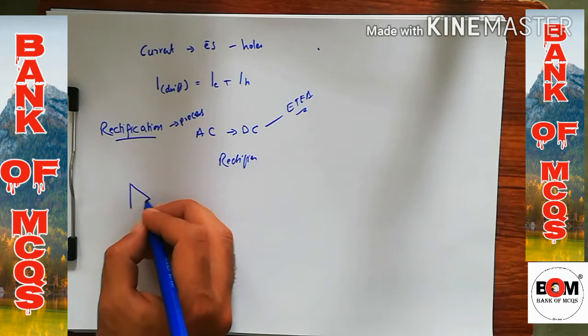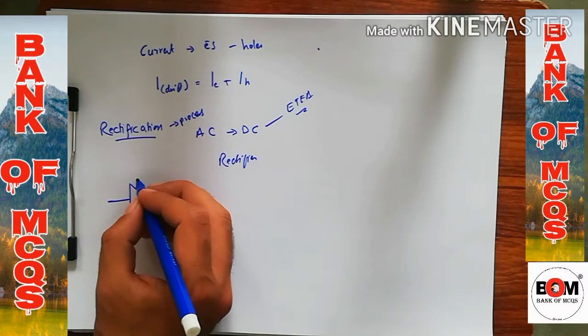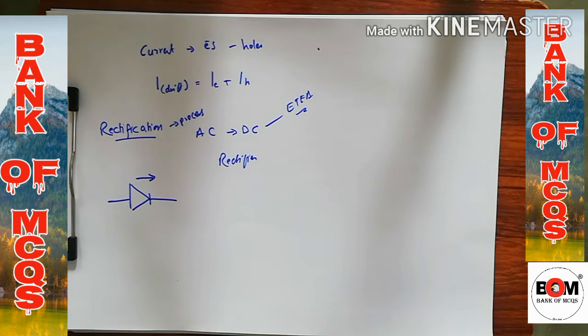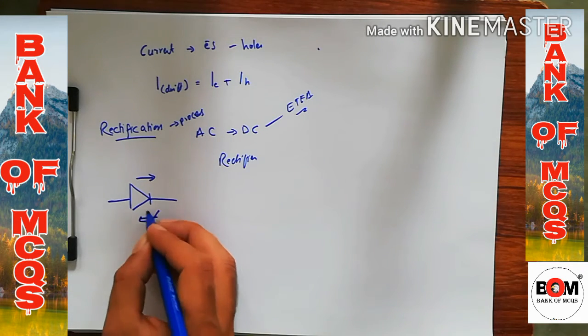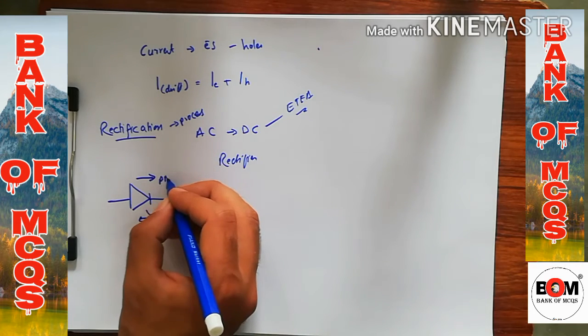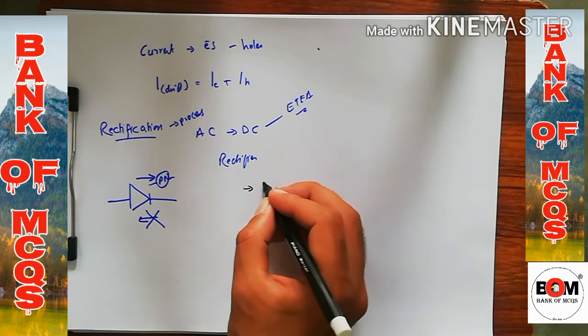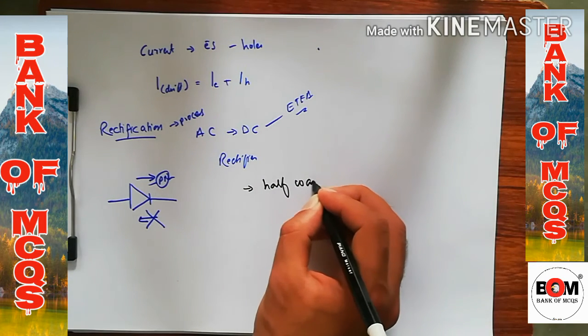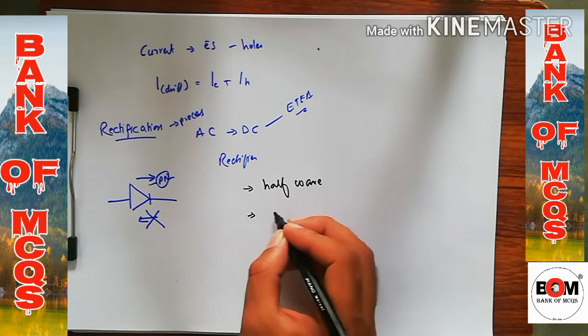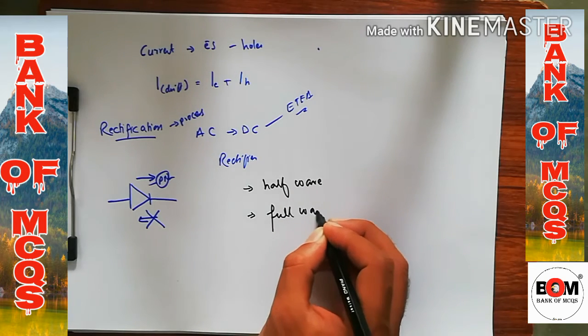Now we have studied the PN junction. Current moves in this direction, not in this direction. So the PN junction allows flow in one direction only, and that is the basis for rectification. Now we know there are two types of rectifier: half wave and full wave.